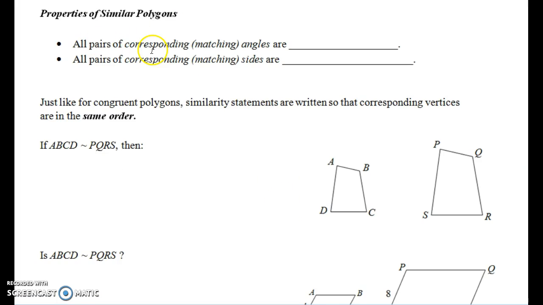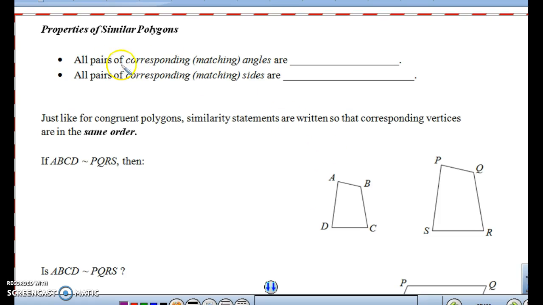So the properties of similar polygons that you need to know: all pairs of corresponding or matching angles are congruent. The angles have to match. But all pairs of corresponding or matching sides are in proportion. Now remember, the words in proportion mean in the same ratio.